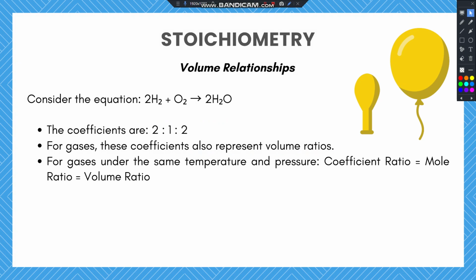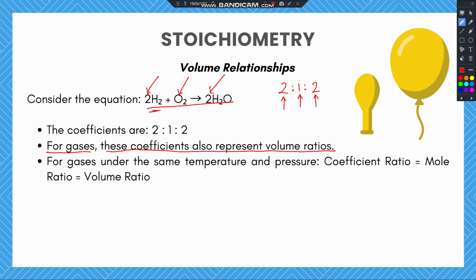What do we mean? Consider this equation on the screen. Let's say they are in the gaseous state of matter. The coefficients are 2 ratio 1 ratio 2. You can see the coefficient of hydrogen is 2. Oxygen has nothing in front, so that automatically leaves us with a 1, and water has a coefficient of 2. For gases, these coefficients also represent volume ratios. It simply means that the volume of hydrogen is in two parts, that of oxygen is in one part, and that of H2O is in two parts.